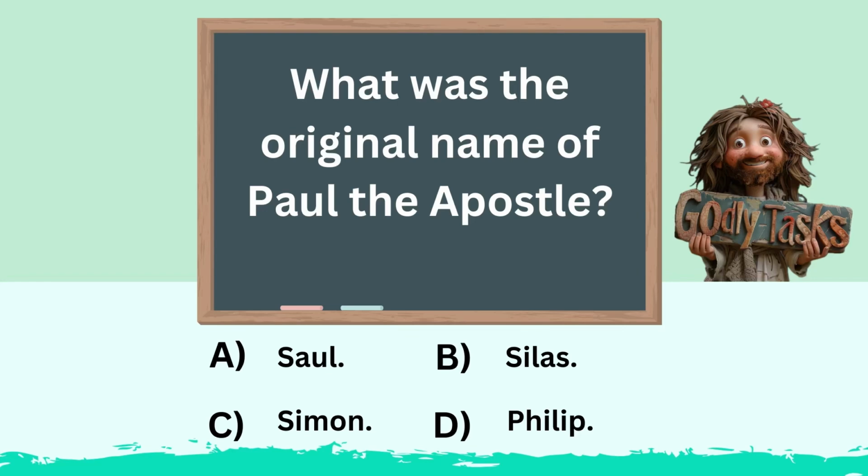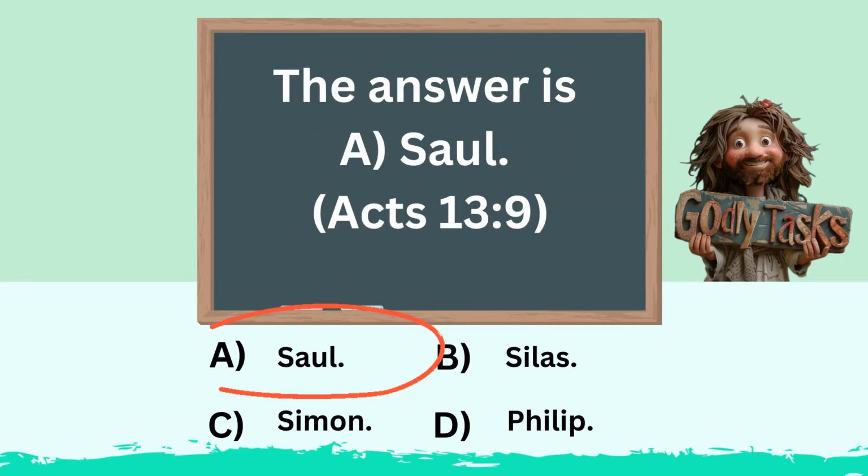Question 29. What was the original name of Paul the Apostle? A. Saul. B. Silas. C. Simon. D. Philip. The answer is A. Saul, Acts 13:9.